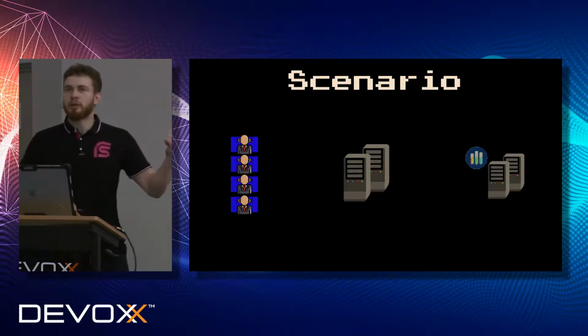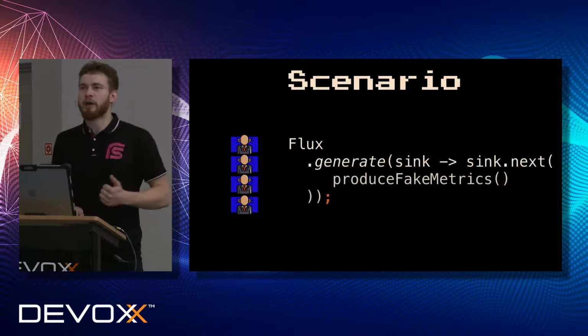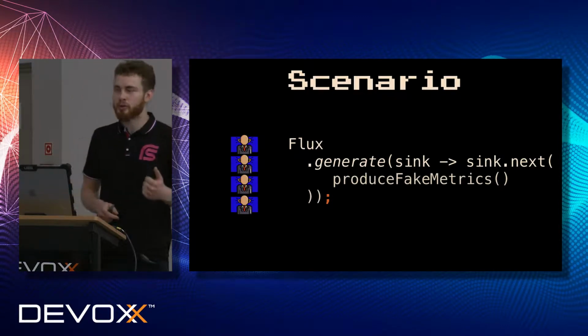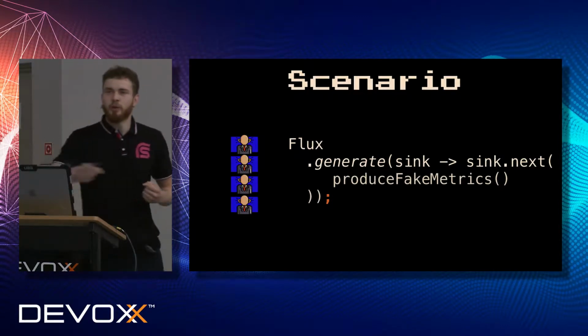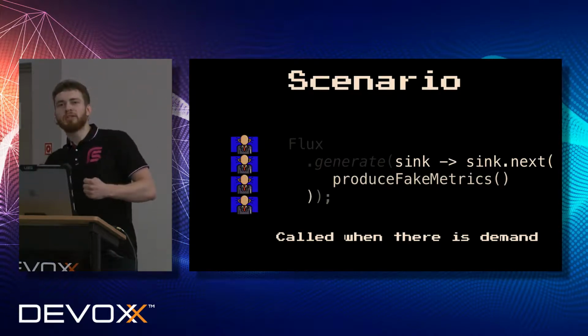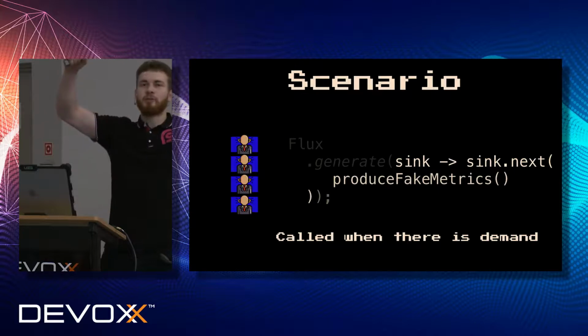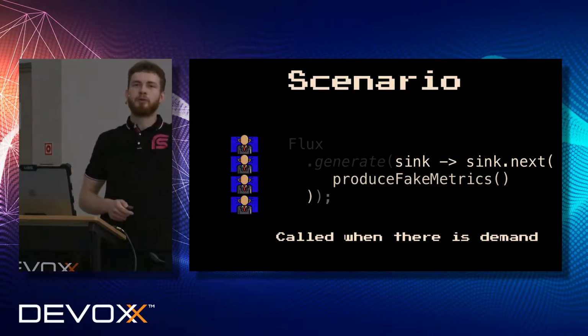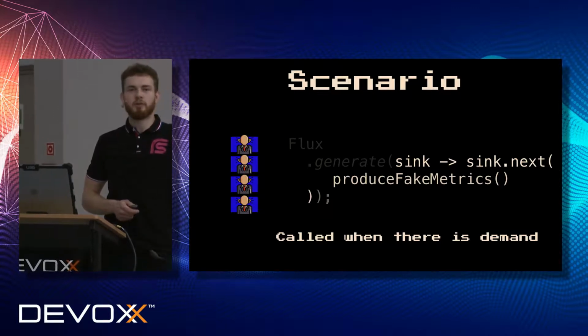In order to emulate Kafka, we are going to use a convenient way from Project Reactor. We are going to use a client which will generate data only when there is a demand from our subscriber. So once the subscriber says, I'm ready to receive a few elements, this guy will produce exactly the requested number of elements. Is it clear? So far, so good?